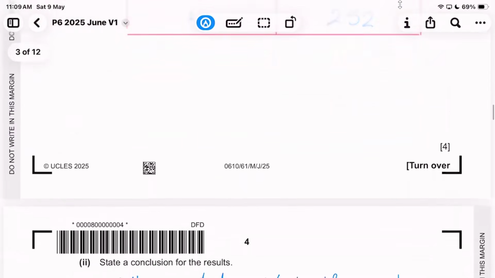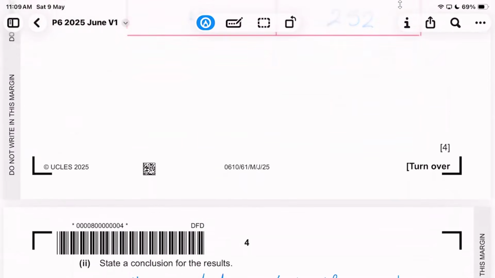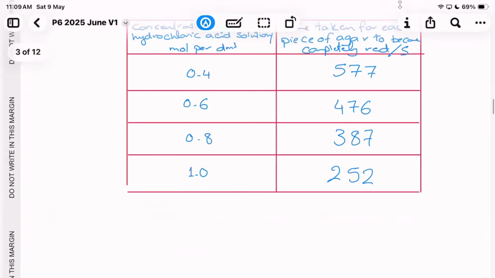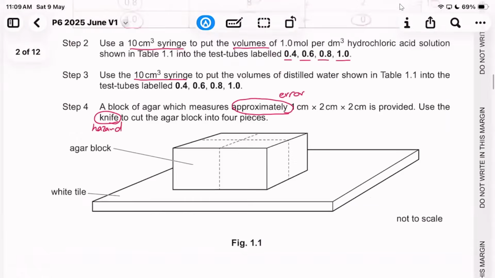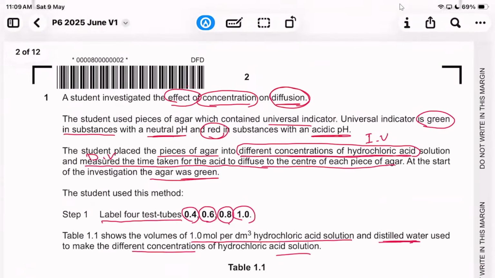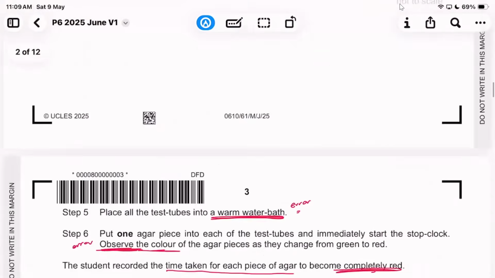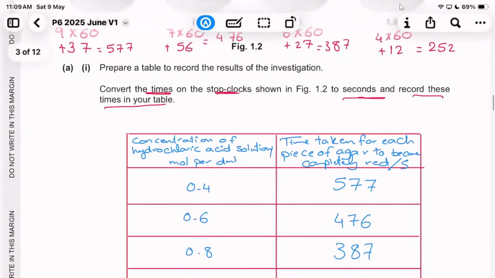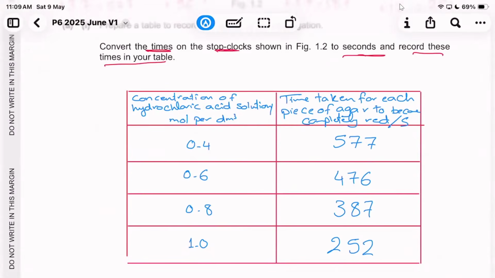Next question, state a conclusion for the result. When they ask about the conclusion, we have to return back to the objective of the experiment. So you have to know the effective concentration of hydrochloric acid on the rate of diffusion. So when we say that, as the concentration increases, the time taken for each piece of agar to become completely red decreases, it is not a conclusion. It's an observation or description for the table.